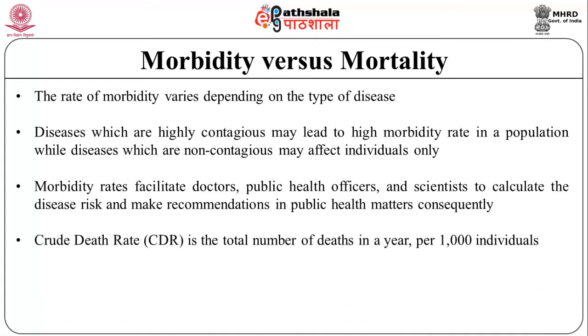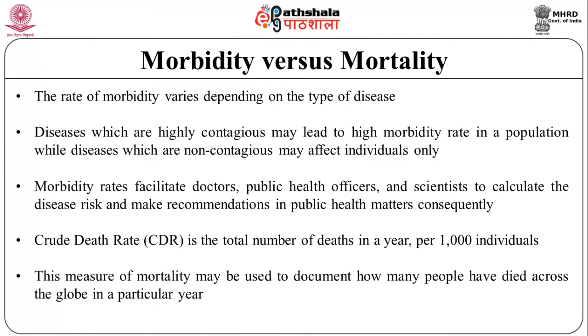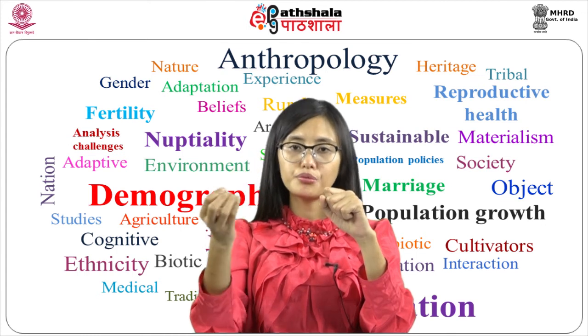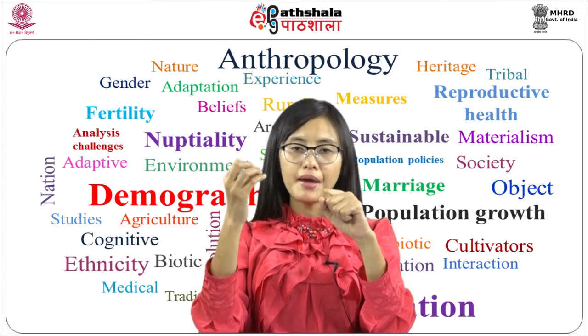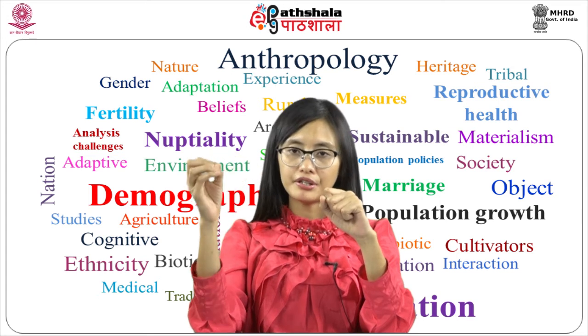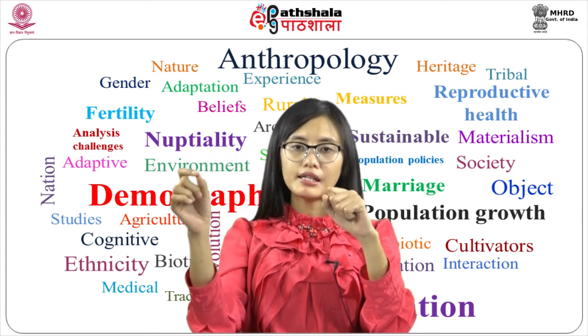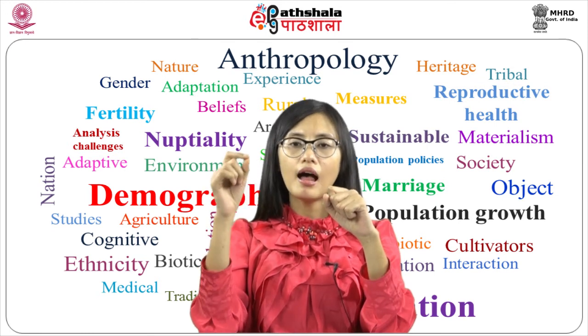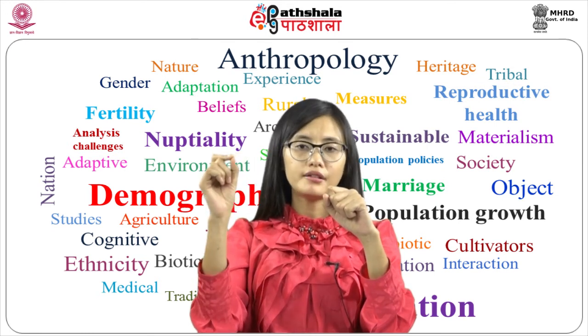Consequently, gross death rate is the total number of deaths in a year per 1,000 individuals. This measure of mortality may be used to document how many people have died across the globe in a particular year. Gross death rate is very often paired with gross birth rate, which estimates the number of people born in a year. This pairing helps in keeping an estimate on the total living human population as well as the population of death in the world.